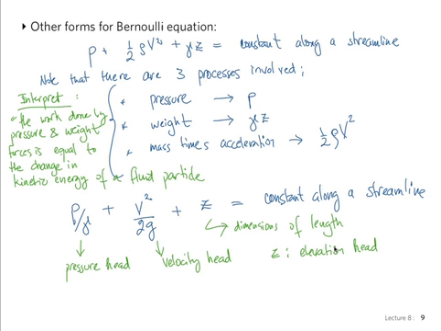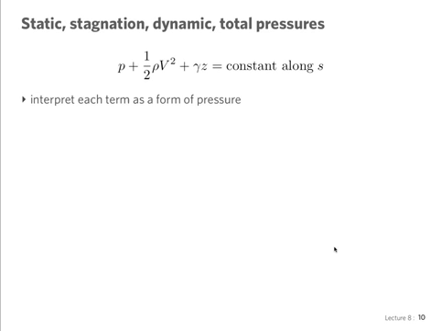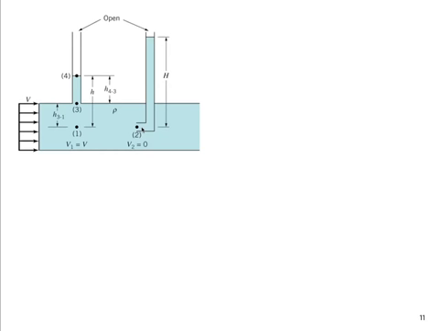We're going to use the Bernoulli equation now in several contexts. The first one is for measuring pressure. So we're going to interpret each term of the Bernoulli equation as a form of pressure. And we're going to define these different forms of pressure: static pressure, stagnation pressure, dynamic pressure, and total pressure. And these come from interpreting each term in the Bernoulli equation as a pressure.